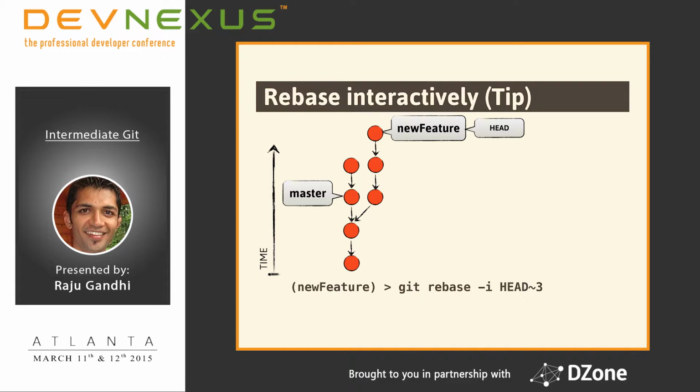And this is what I was showing you right now, is I can keep rewriting these commits over and over again by a Git Rebase Interactive. My head is here, so 1, 2, 3. Head tilde 3 will rebase me again and again on this commit.